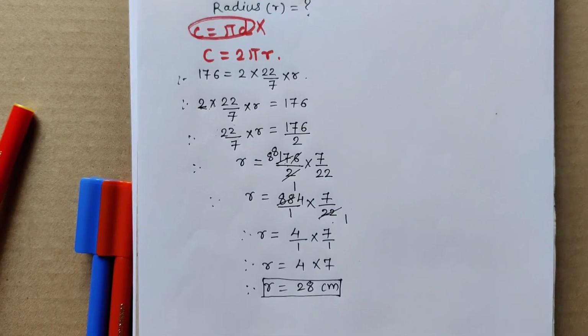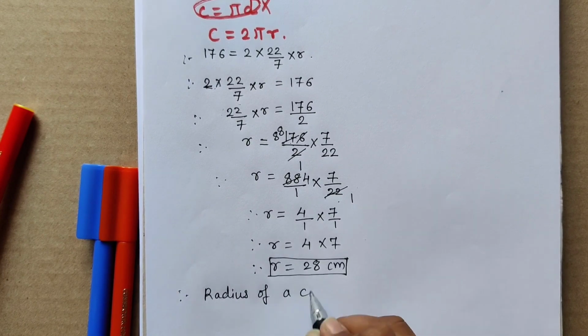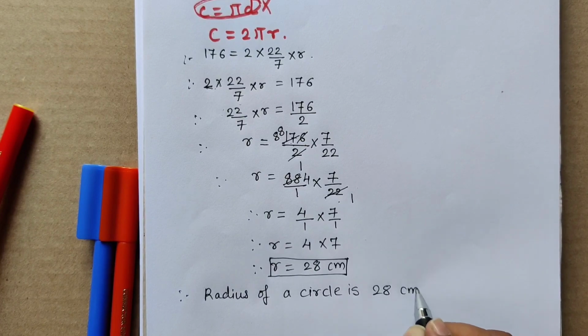28 centimeter. We can write the answer in statement form. Radius of a circle is 28 centimeter.